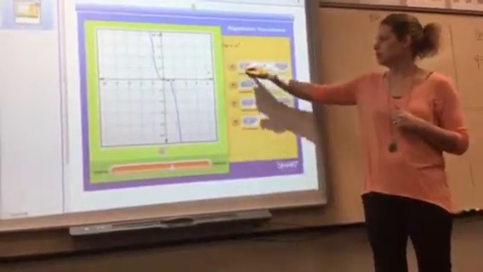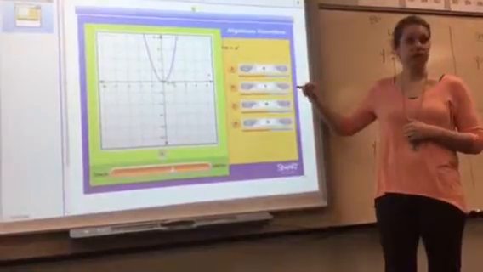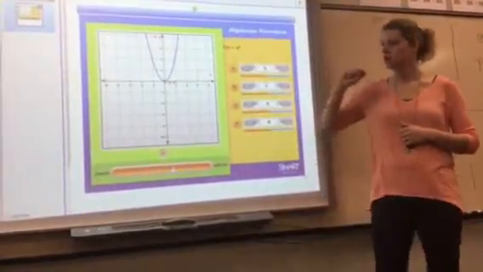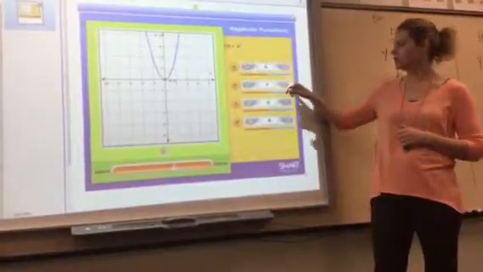Okay. All right, let's do this now, a parabola. So if I make a negative in front of the x squared, if I make it a negative, what are you expecting to happen? Open down. Let's check it out.